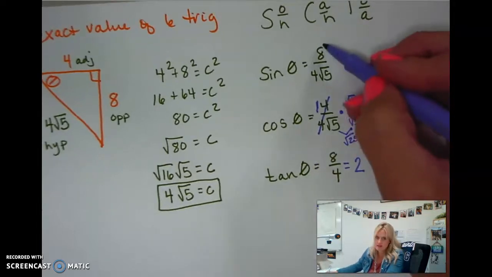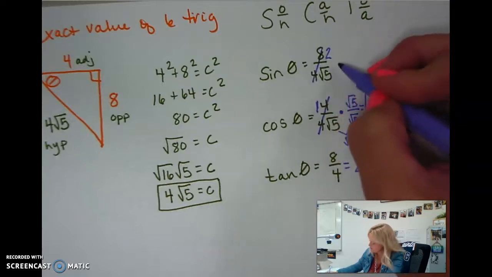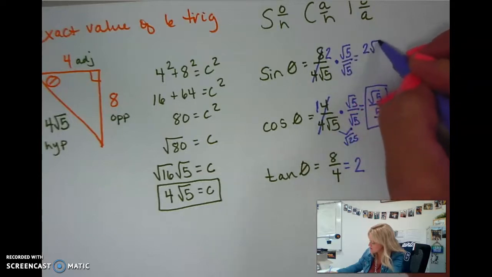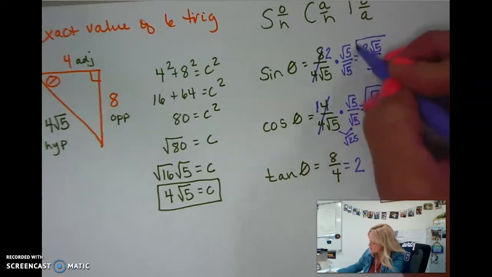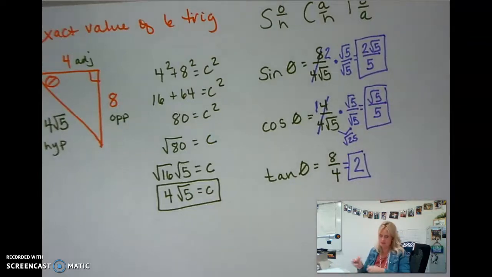The sine, 8 divided by 4 is 2. Again, I cannot have the square root of 5 on the bottom. So I'm going to multiply the top and bottom by the square root of 5, and I get 2 square roots of 5 over the square root of 25, which is 5. 2/5 cannot simplify, so I am done.